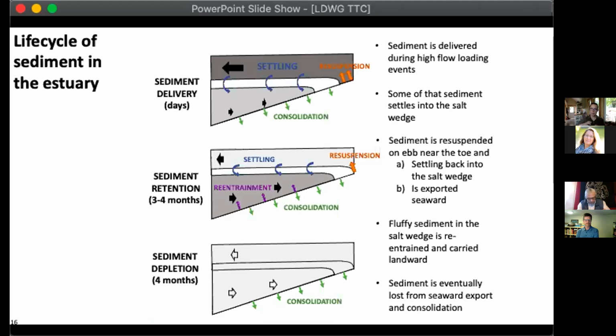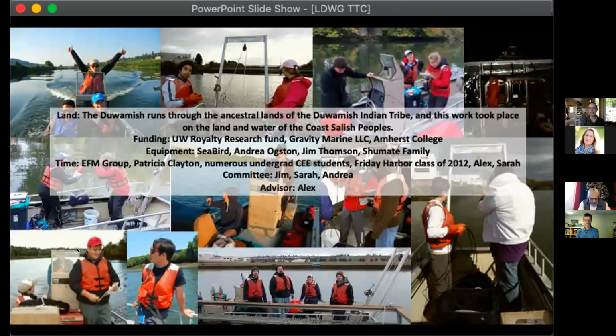And the sediment that falls into the salt wedge stays around for like 3 to 4 months and is sort of re-entrained and shuffled around by the salt wedge. There's a little bit of resuspension that happens at the toe during the ebb. But finally, after 4 months, sediment is eventually lost from a combination of seaward export and probably consolidation. And that is probably all of the bits that you all are interested in.